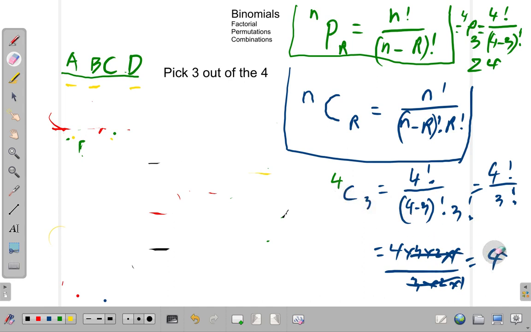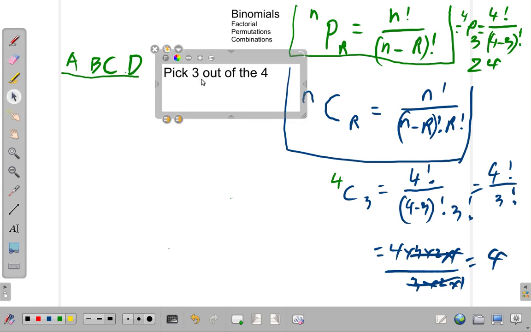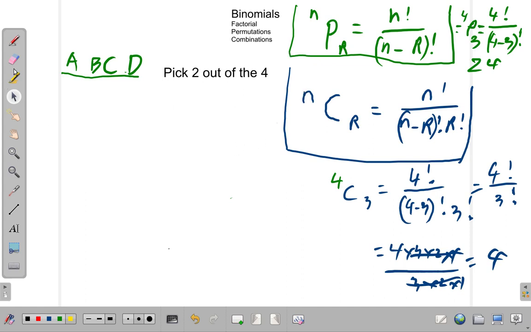So 4C3 is indeed 4. We have seen here that if you have 4 items to arrange 3 out of them, you would get 4. Now, what about picking 2 out of the 4? What would be the permutations and the combination?